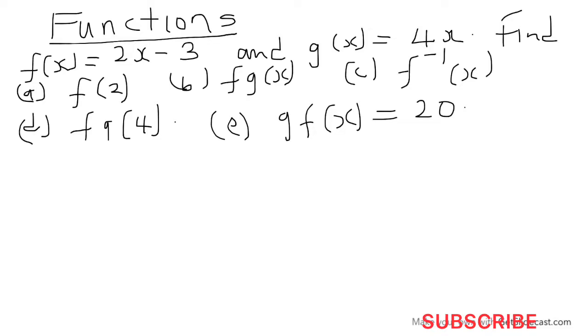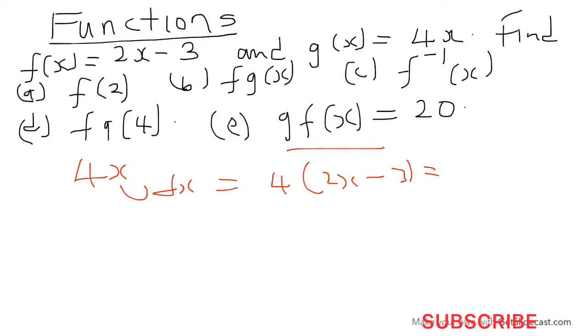We need to find g of f of x first, then we equate it to 20. So this means in the function of g, where there's x, you put the function of f. So this is g, that means where there's x, we put f of x. So we're going to have 4, open brackets, 2x minus 3, which will give us 8x minus 12. That is our g of f.